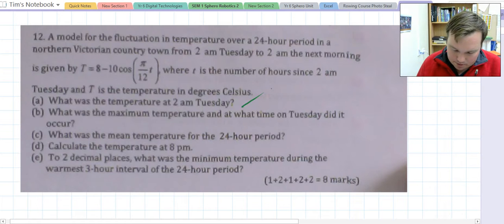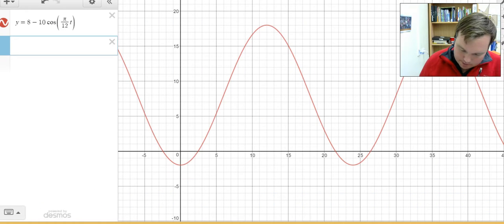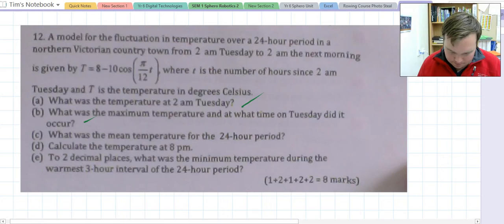What was the maximum temperature and what time did it occur on Tuesday? Well, once again, you look at the graph. The maximum temperature was 18 degrees and it occurred at, that's 10 o'clock, so 12 o'clock on Tuesday, 12 PM, midday Tuesday, etc., etc. All right, I hope that helps.